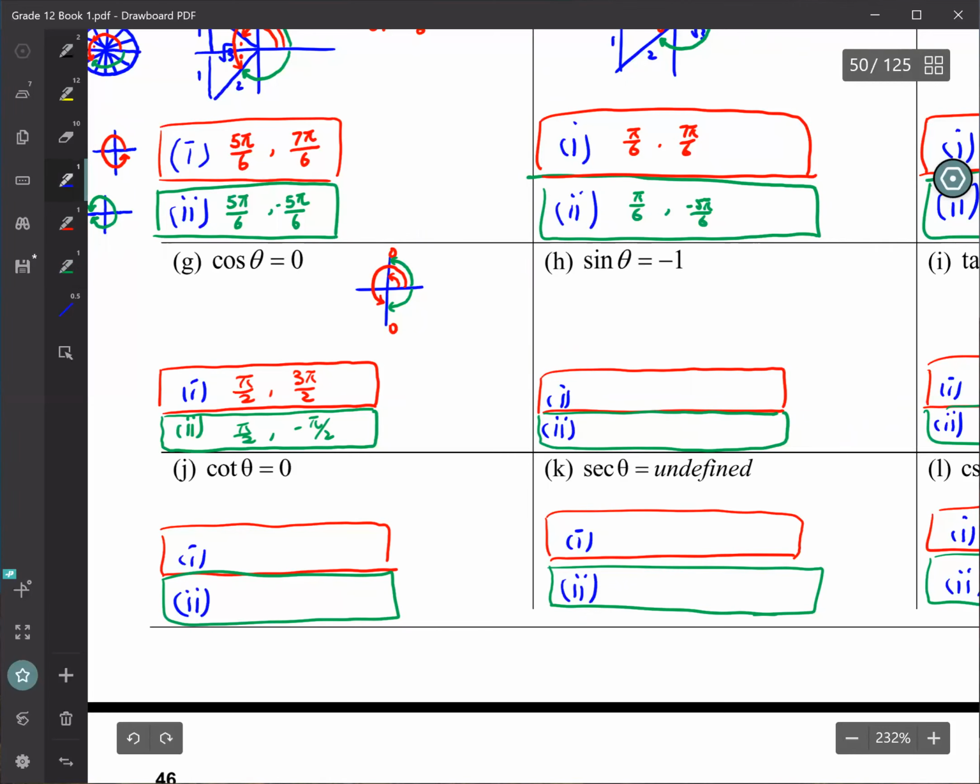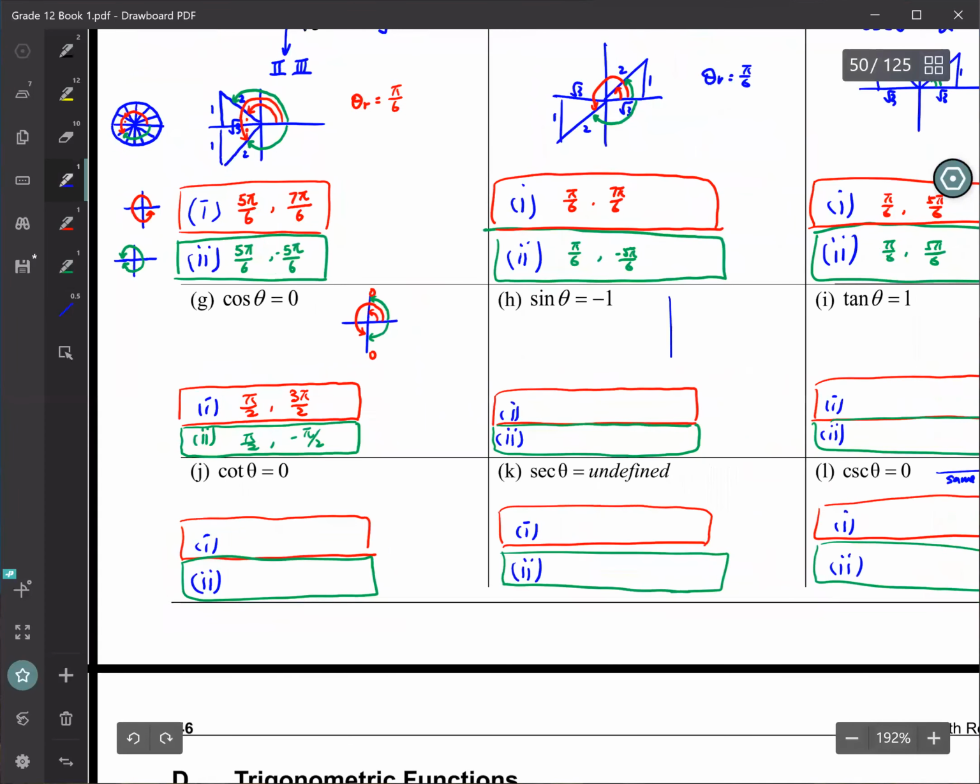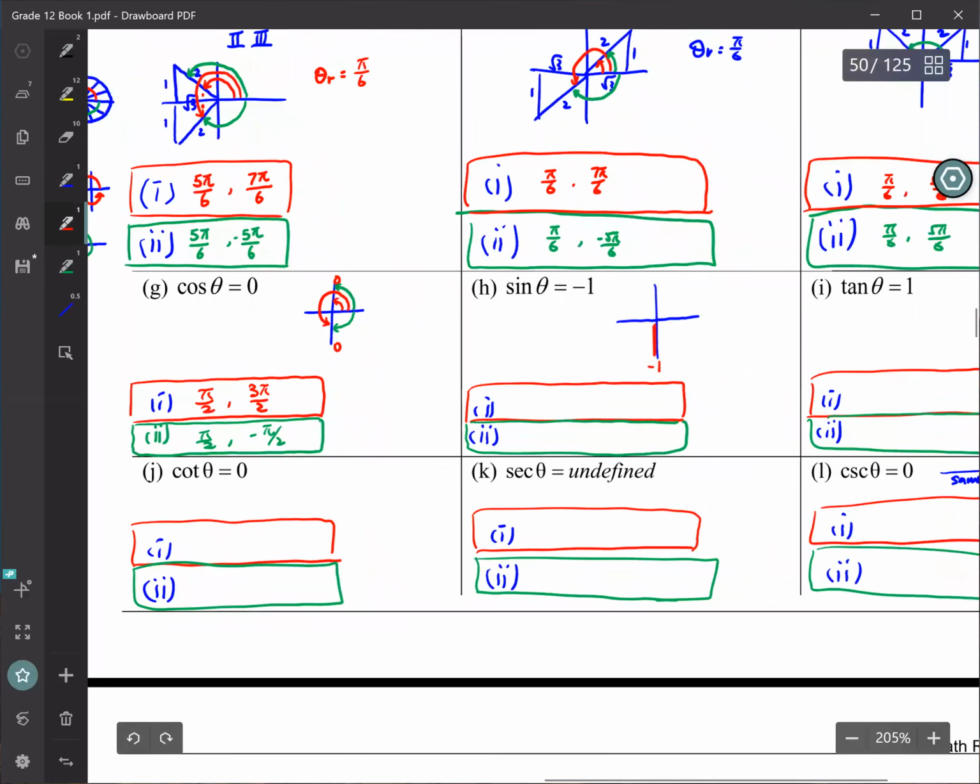Okay, now for H, if we draw the picture, right, sine is -1. So there's only one place for sine -1. So what will be the answer for the red one? Tiana? 3 pi over 2. Okay, and there's no other place, right? How about the green one? 3 pi over 2.